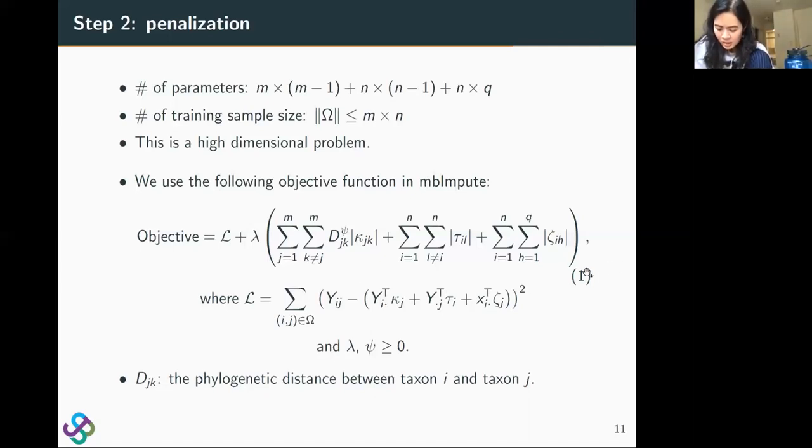Because the distance is not directly used as a predictor. It's just introduced as a penalty term. So basically, we will penalize less if two taxa are closer to each other in the phylogenetic tree. So we'll encourage more of the prediction from closely related taxa. That's the idea. Okay, got it.